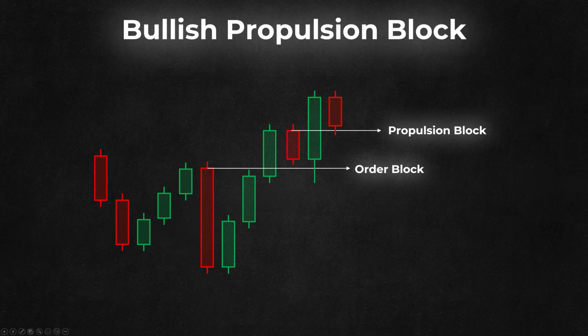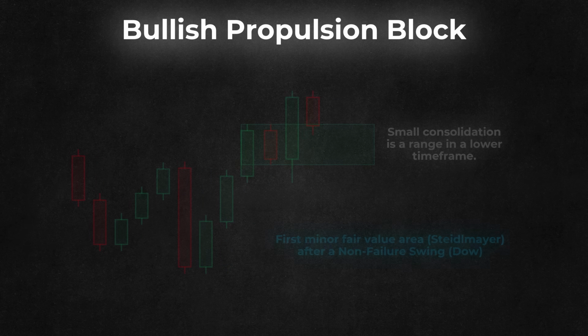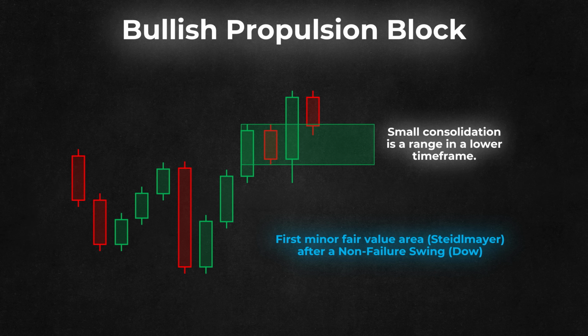In my opinion, this jargon is unnecessarily confusing. It's much simpler to observe that a small area of consolidation, recalling Steidlmayer's idea that consolidations are areas of fair value that price might get attracted to and then repelled from. You can see the propulsion block as the first small consolidation after a non-failure swing, following the terminology proposed by Charles Dow. Let's now clarify the idea of liquidity.